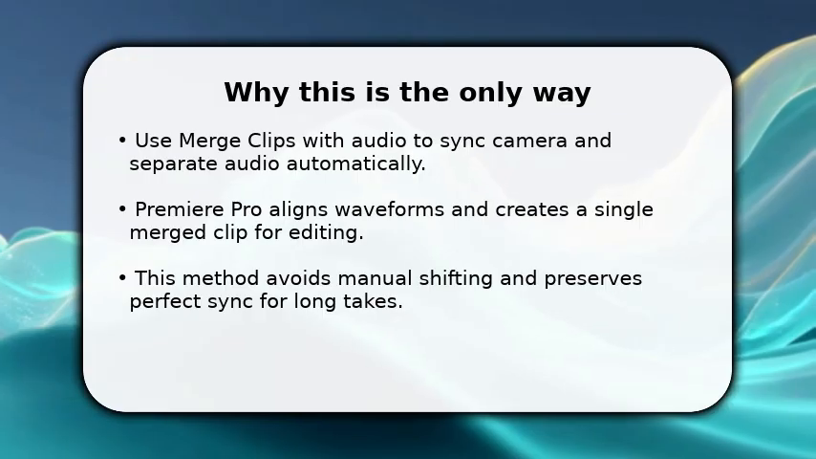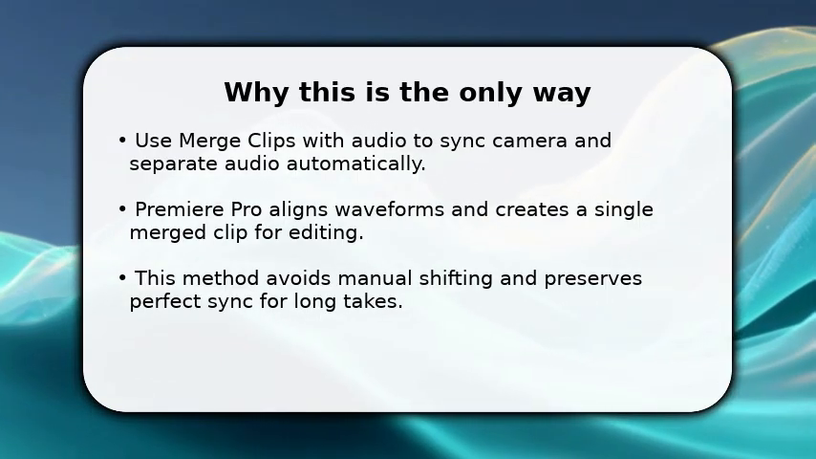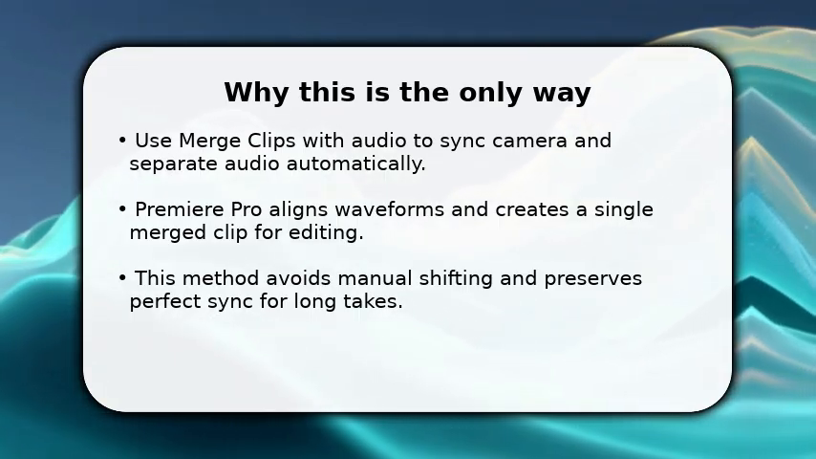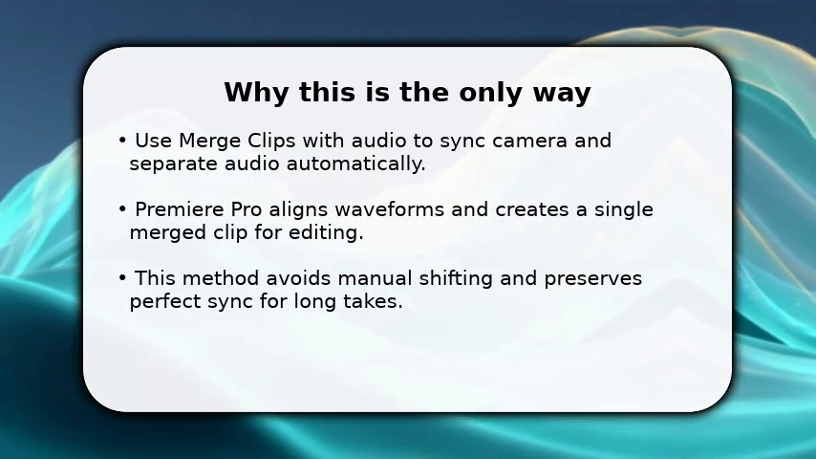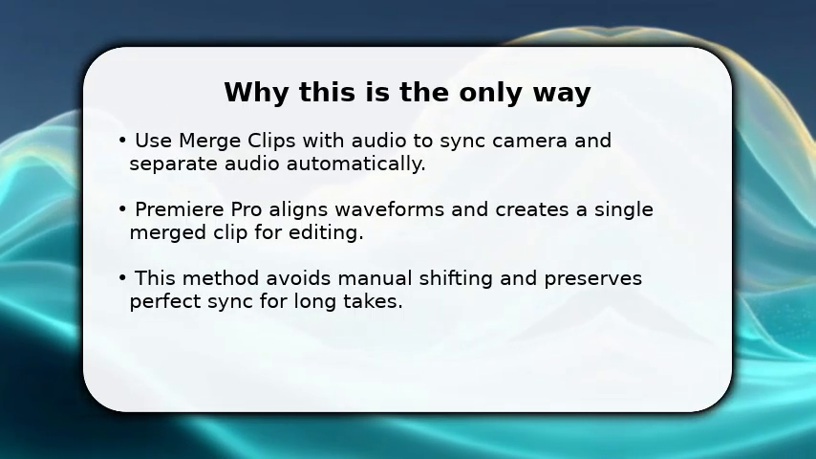If you need absolute lip sync, use merge clips with audio as the only reliable method. Premiere Pro analyzes waveforms to align camera and recorder audio automatically. This process handles drift and varied sample rates without manual nudging. It combines multiple tracks into one merged clip for simple timeline editing.